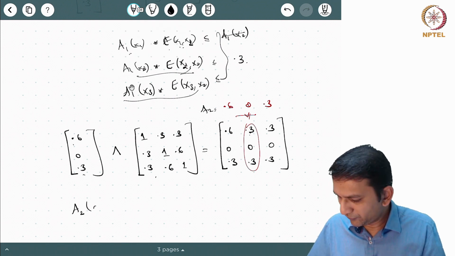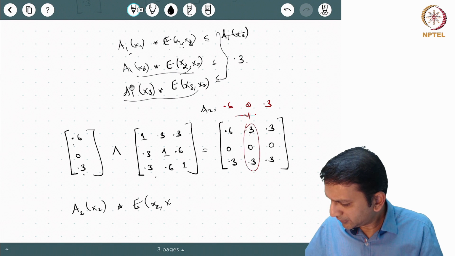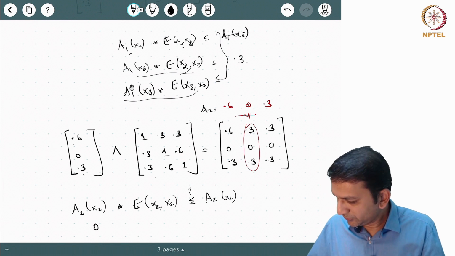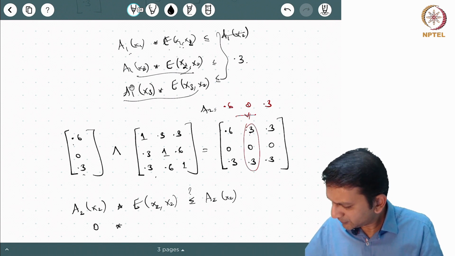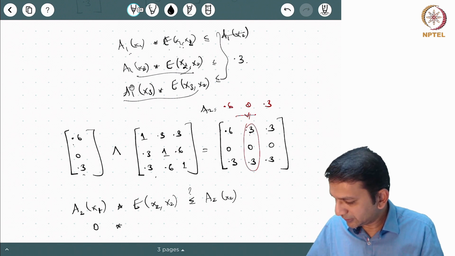Note that, simply take it like this: A2 of x2 star E of x2, x2. Is it less than or equal to A2 of x2? A2 of x2 is 0. Star, we can just get A2 of x1, x1, x2.